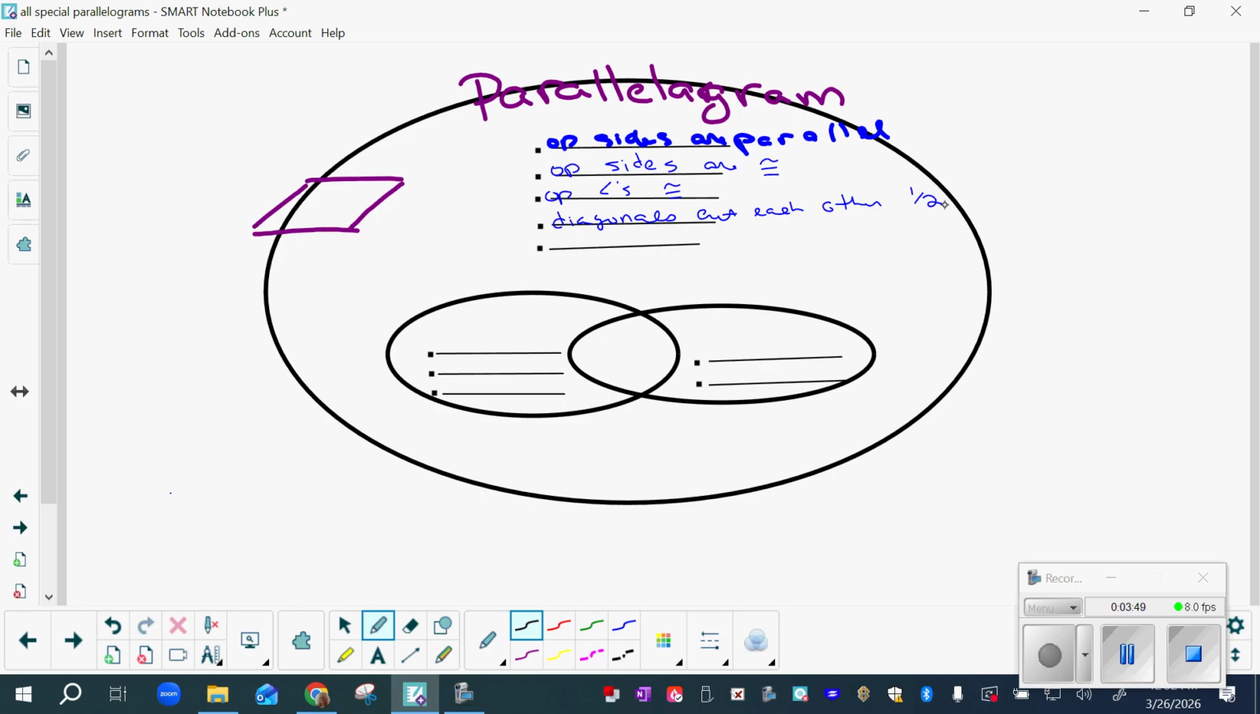I just don't like that word because you don't understand that word. And there's one last one about same side angles. 180. Same side angles equal 180. Every parallelogram in the world.